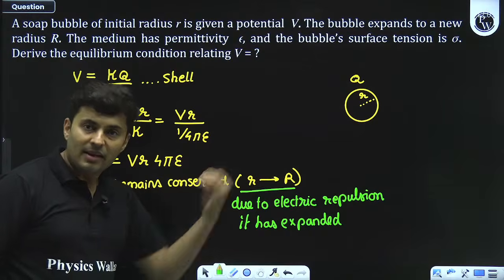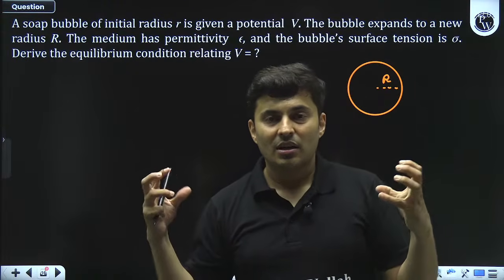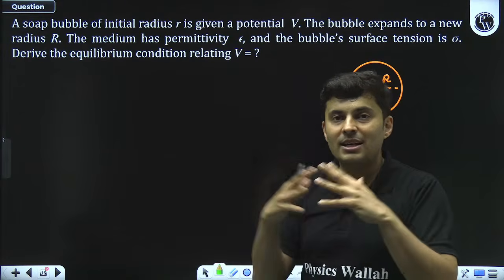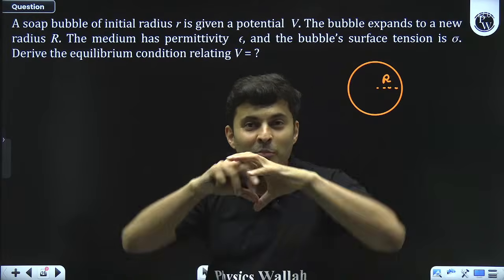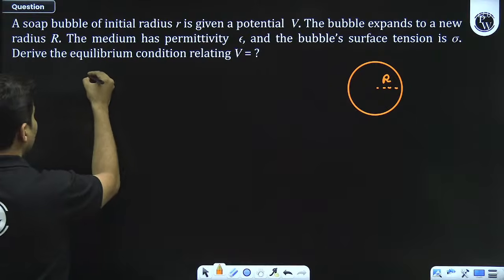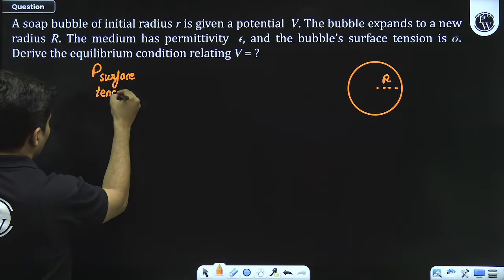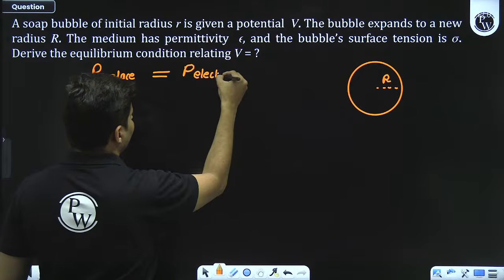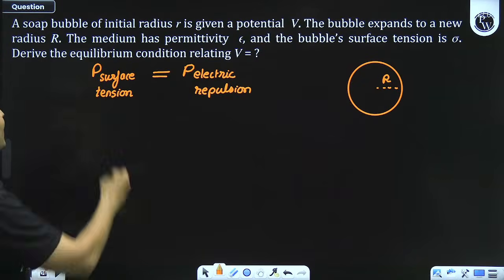Oh, so if electric repulsion is the cause of that expansion, that means the change in the pressure which is there due to the surface tension has to be exactly balanced by the excess pressure by whom? By electrostatic repulsion. So the idea over here is that the excess pressure due to surface tension has to be balanced by the pressure due to electric repulsion. So this is the condition of equilibrium.